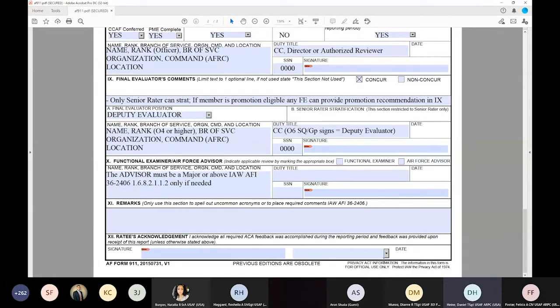If the Ratee is not available or refuses to sign the report, then anyone who has previously signed the report must sign in the Ratee's signature block and choose one of the two drop-downs. This section cannot just be left blank with one of the two drop-downs picked. Someone who has previously signed the report must sign for the Ratee.